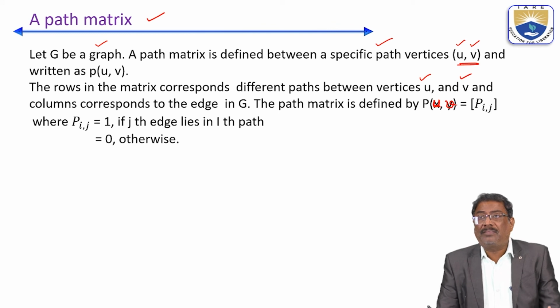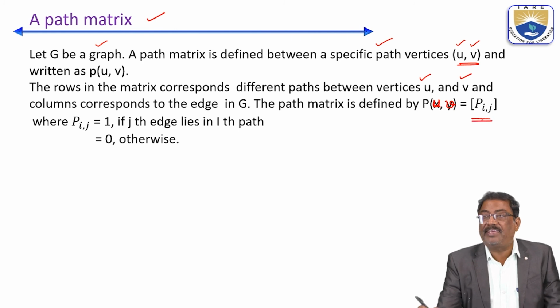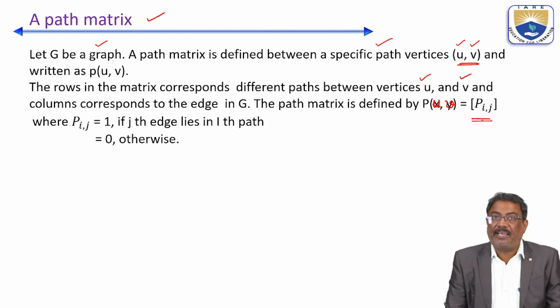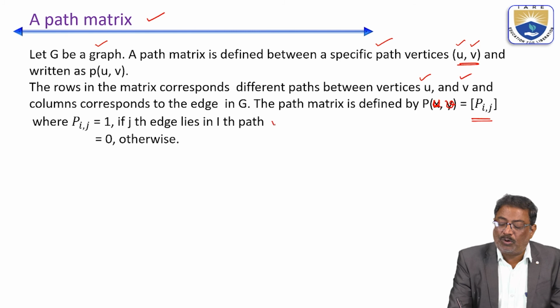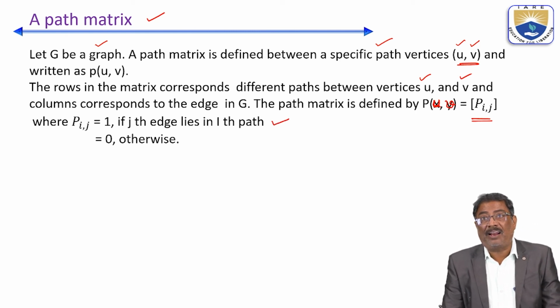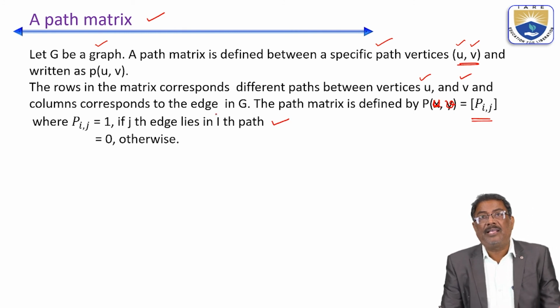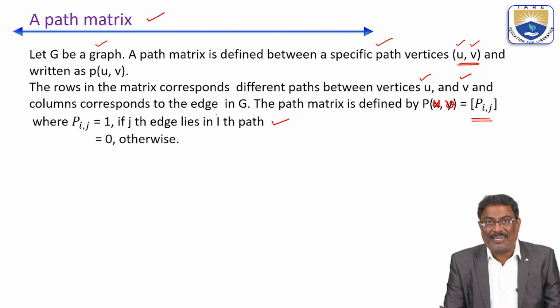So the path between vertex U and V is defined as Pij, where Pij is equal to 1 if the jth edge lies on the ith path. We are going to consider it as 1, otherwise it will be 0.